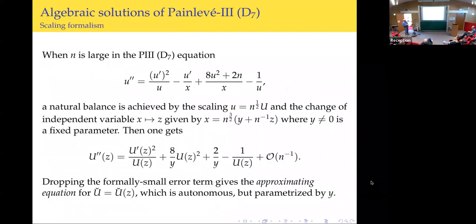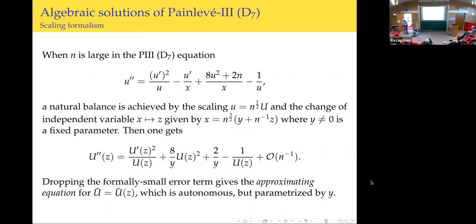All right. Now I want to tell you a little bit about this kind of autonomous approximating equation business, but I want to tell you about it in the D7 setting. So it's a scaling formalism, really. If you think of n being a large parameter, here's the D7 equation written with our alpha equals 8 and our delta is -1, and here's beta 2n, right?